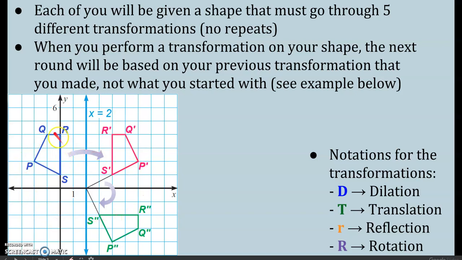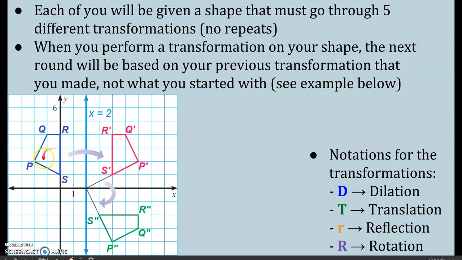So for the example here, let's say I had this shape and I did a reflection. So I end up with my new image, which is all labeled correctly and has its prime. This prime tells me that this is the first transformation that I did for the original shape. Then for my next round, I would do another transformation, and in this case, it would be a rotation. So then I'd use the previous image that I had to get my new image for the second round. And notice how I labeled it, and it says double prime. So this indicates that this is a second transformation that was done.